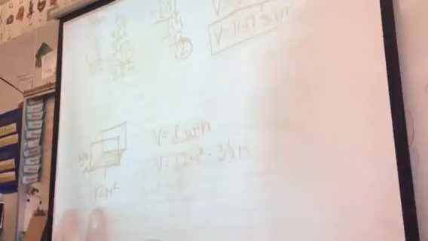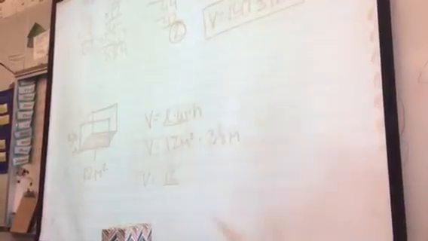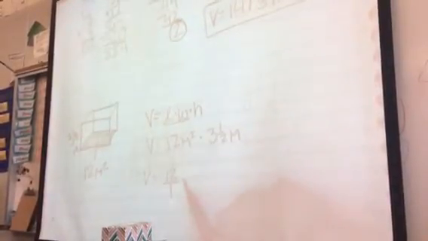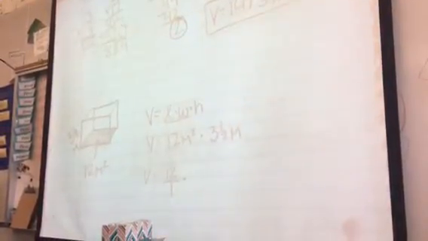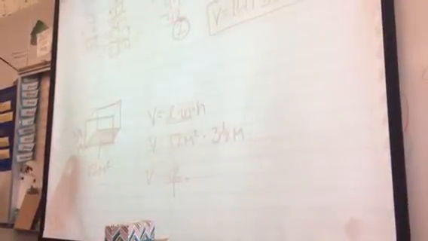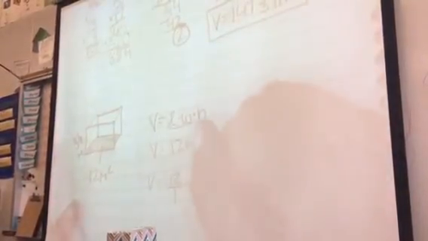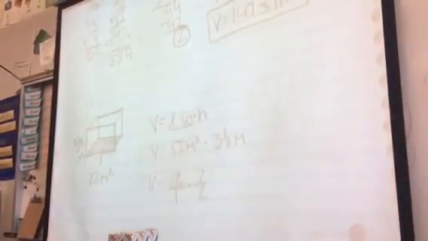So what do I have left to do? Times height. So I'm going to take my 12 meters squared times 3.5 meters. When I multiply this, it's going to be volume equals 12 over 1 times, what is 3.5 as a fraction, 3 and a half? Tell your partner what 3 and a half is as an improper fraction. So that's 7/2. Everyone tell me, what is it? 7/2, 7 halves, good.